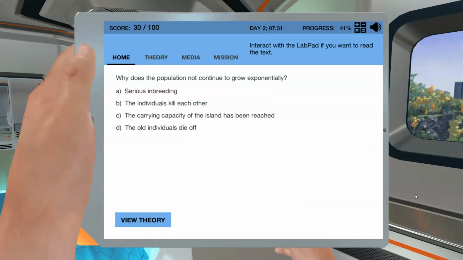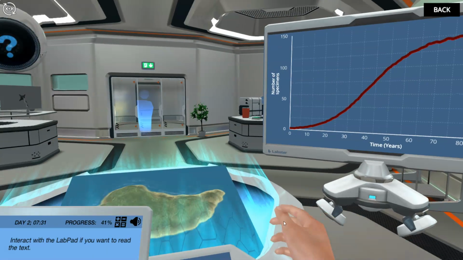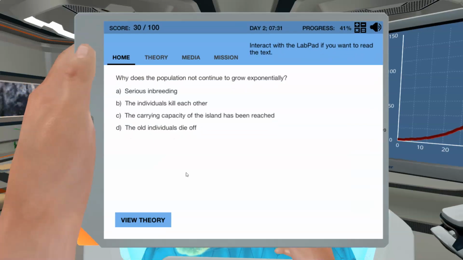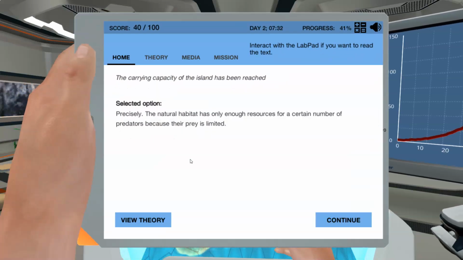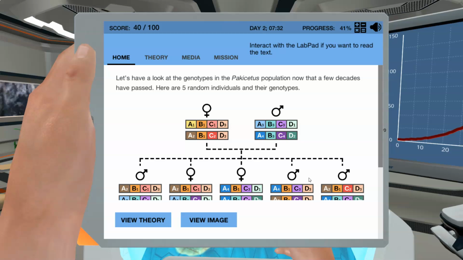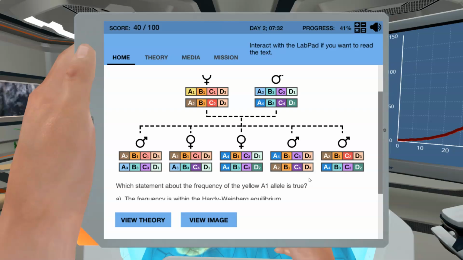Why does the population not continue to grow exponentially? Precisely, the natural habitat has only enough resources for a certain number of predators because their prey is limited. Let's have a look at the genotypes in the Peckycetus population now that a few decades have passed. Here are 5 random individuals and their genotypes. Which statement about the frequency of the yellow A1 allele is true?